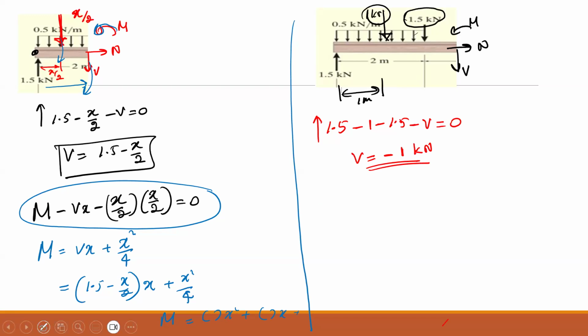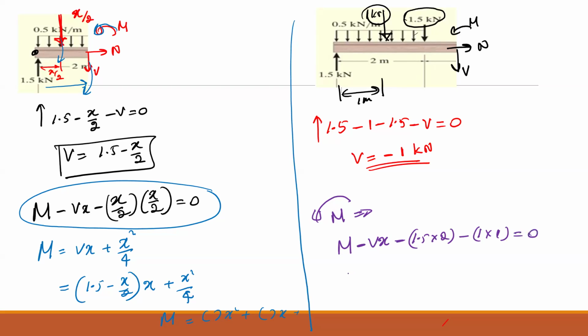And if you consider the moment, you have M minus Vx minus 1.5 times 2 minus 1 times 1. Then you have, yes, that's all, equals 0. So you can write M as 4 minus x. Is that right? So the second part is not a quadratic equation. Only the first part is a quadratic equation.